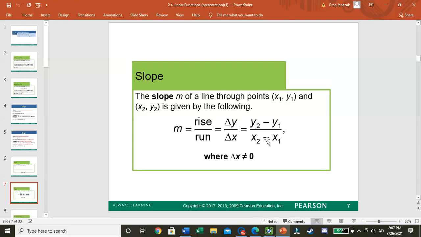Isn't 0 in the numerator? Yeah, in the denominator. In the numerator, it's 0. But in the denominator, it's undefined. Okay, we'll get more into that here in the lesson.